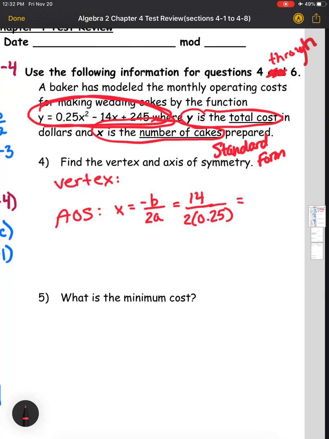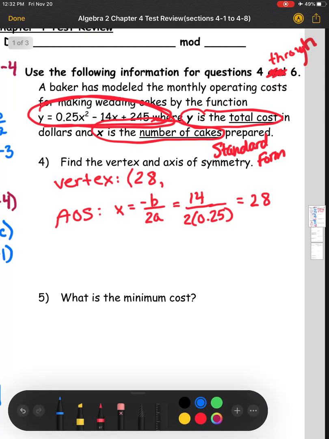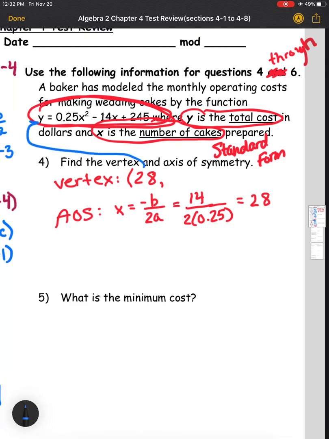And if you simplify that, that is 28. So that's our x value as well in the vertex, 28. Okay, how I get the y value again is, well, I'm going to take that x value and I'm going to plug it back in.